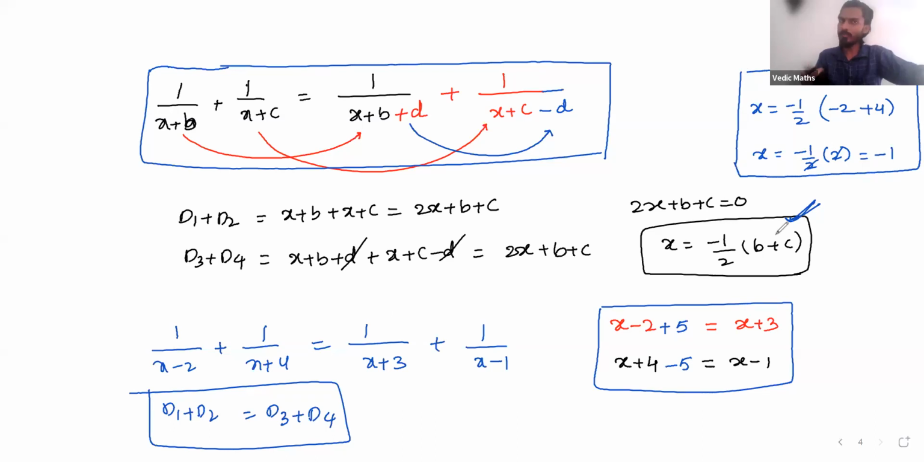So you can use either the formula or d1 plus d2 equal to d3 plus d4. You can use it, there is no problem. Clear? Yes.